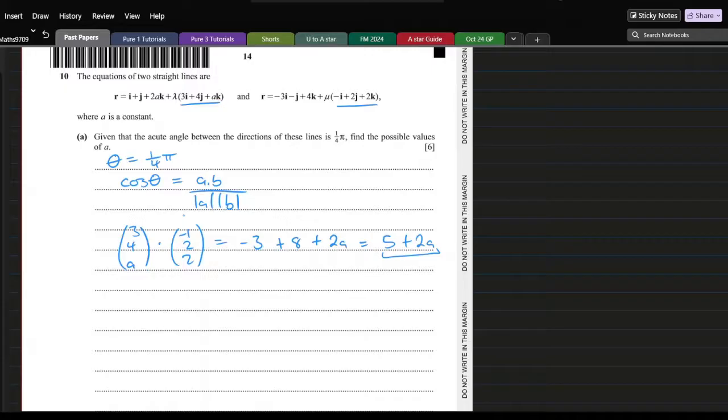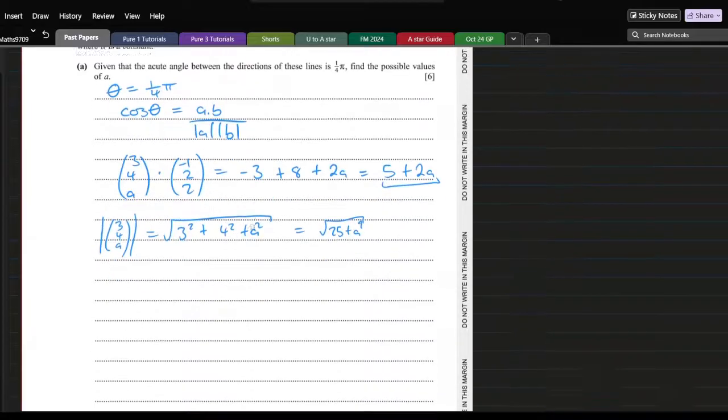And then we also need to find their respective moduli. So we'll start with the modulus of our first direction, the modulus of (3, 4, a), and we're saying this is equal to the square root of 3 squared plus 4 squared plus a squared, which will be 9 plus 16, which is 25, so root of 25 plus a squared.